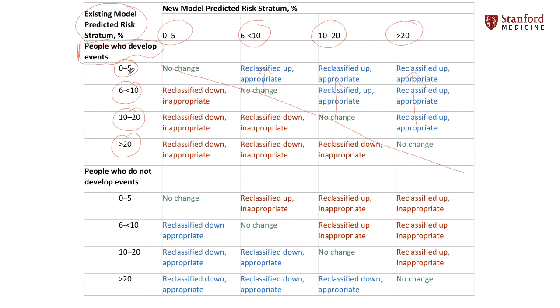So for example, if somebody who has the event was originally in the 0 to 5% risk category and your new model puts them in the greater than 20% risk category, great, your new model's doing well. You don't want people to be put down, so that's going to penalize you. Among the people who do not develop events, you want them to go down. You don't want them to go up. And the NRI is going to quantify how many people go up and down.